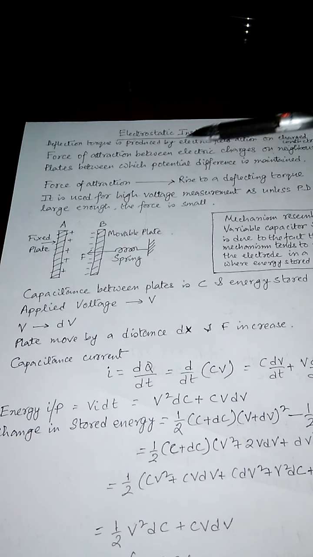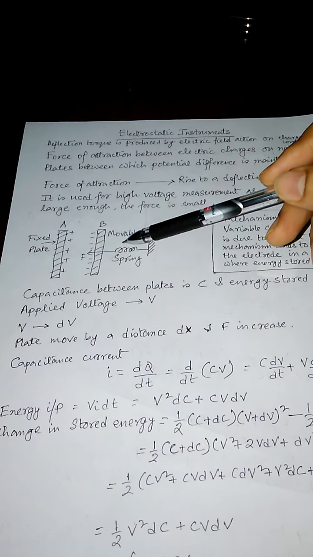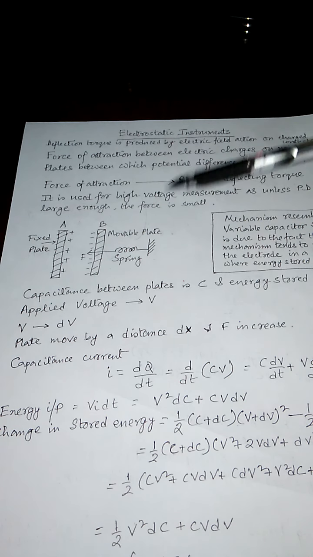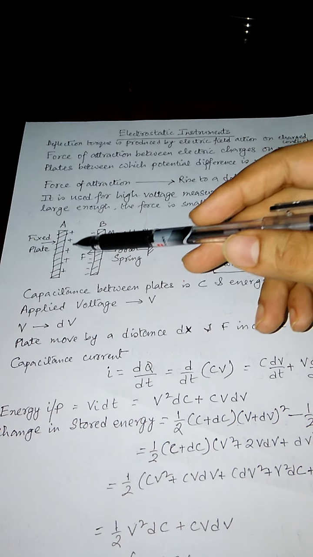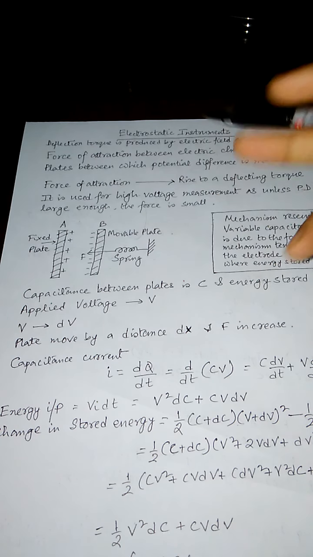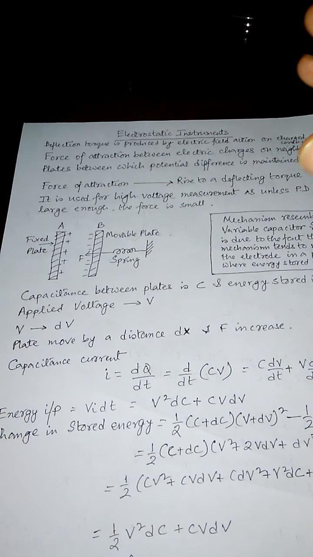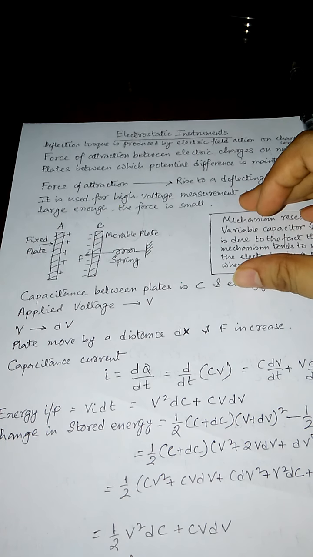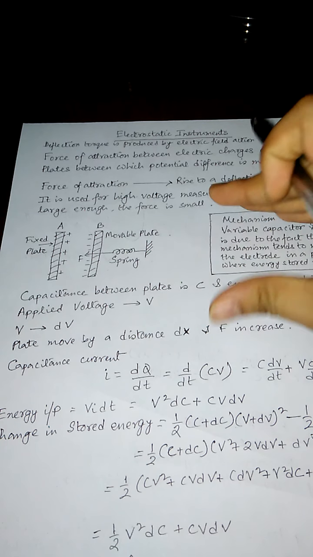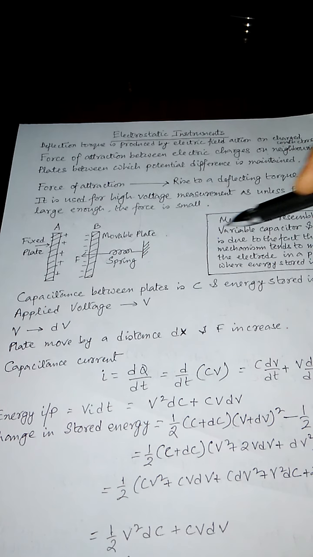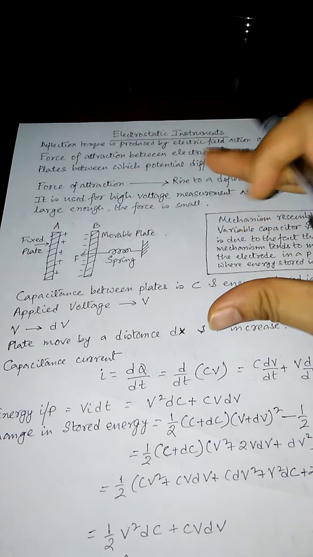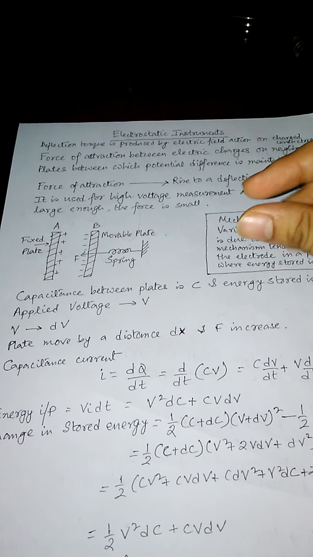When this force of attraction occurs between two plates, there will be a rise of a deflecting torque or a force by which the movable plate is going to move towards the fixed plate. Now, when we consider the motion, there are two types of motions. One is linear motion, another is rotational motion, and depending on that we have to do the calculations of the deflecting torque.